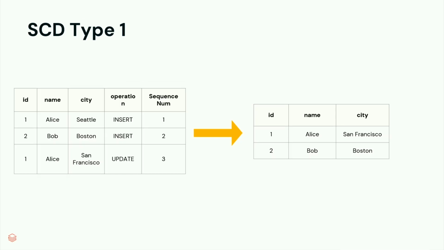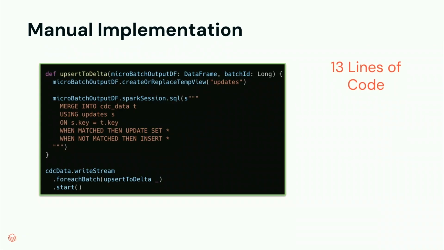Going back to type 1, we have these 3 change events. I want to apply them downstream so that I know the latest location of Alice and Bob. To begin with, it's very straightforward. This is a structured streaming job. The way you implement that is, as soon as you receive the change feeds from the streaming source, you're going to write some logic. You're going to look up the particular key downstream in the target table. If you find a match, you're going to update that row. If you don't find a match, you're going to insert that row.